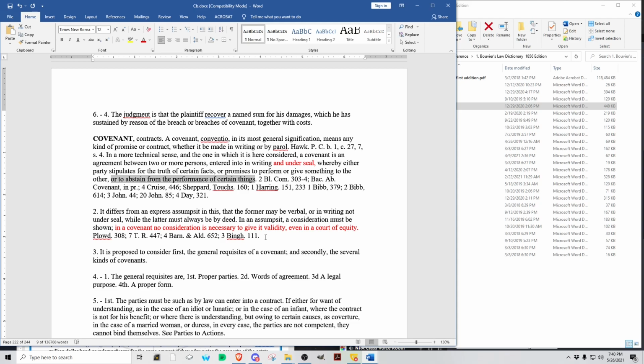In an assumpsit, a consideration must be shown. Okay, so meaning a consideration, meaning what? Something that's worth of value. Do Federal Reserve notes have any worth of value? Do they have any consideration? The answer is no. A Federal Reserve note has no consideration.